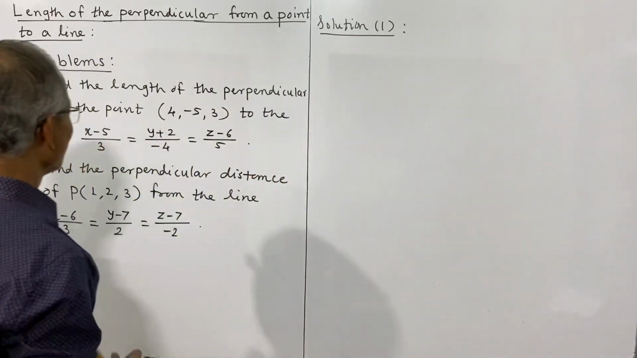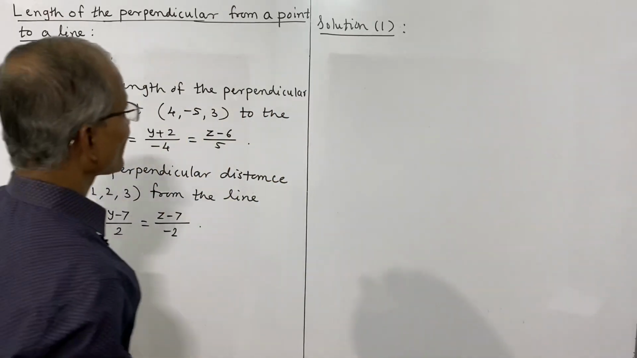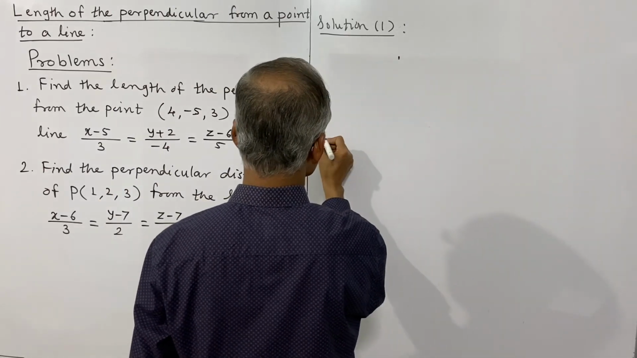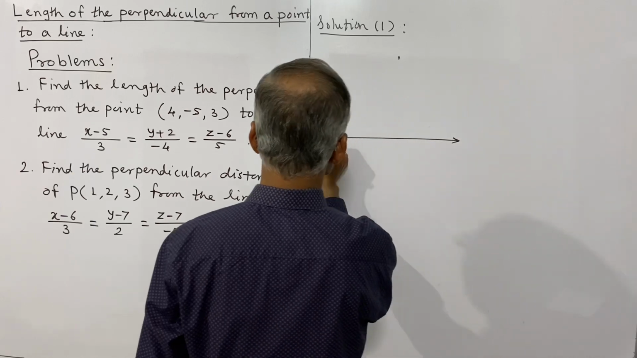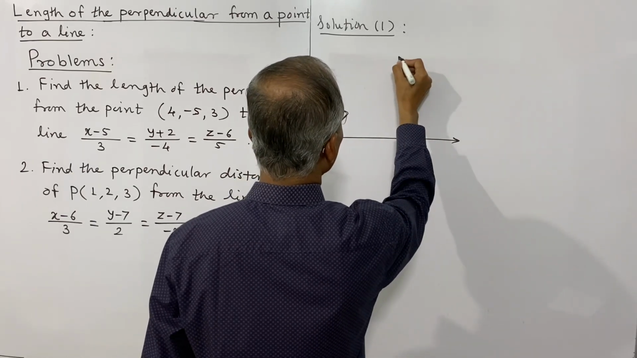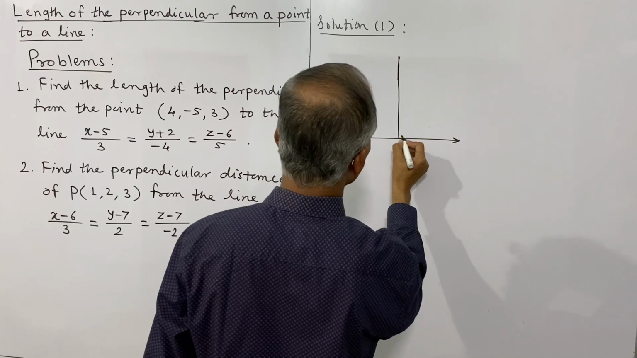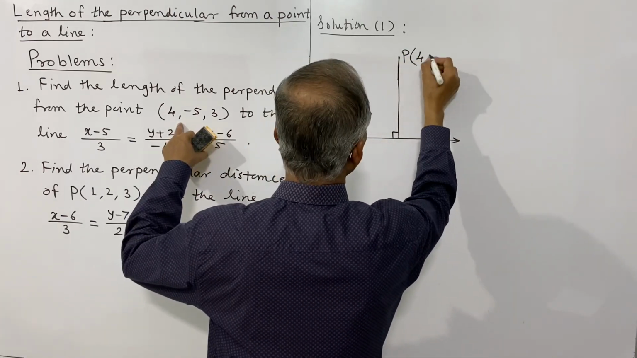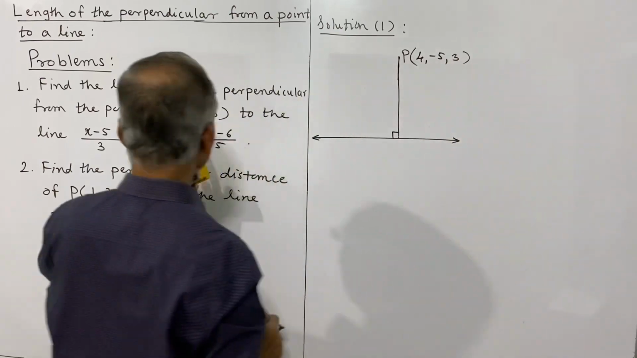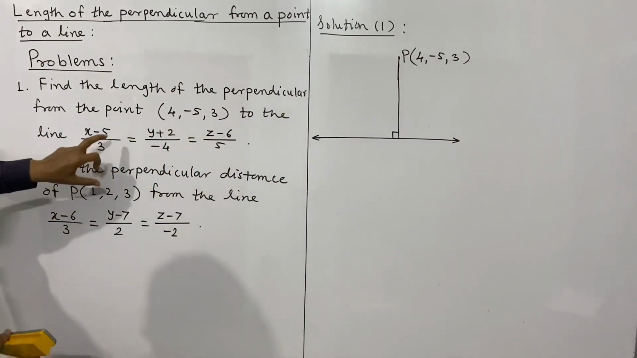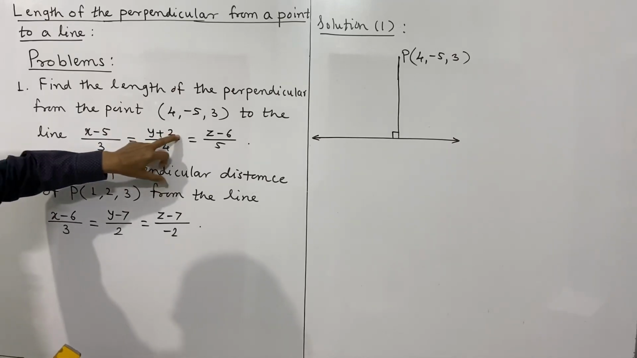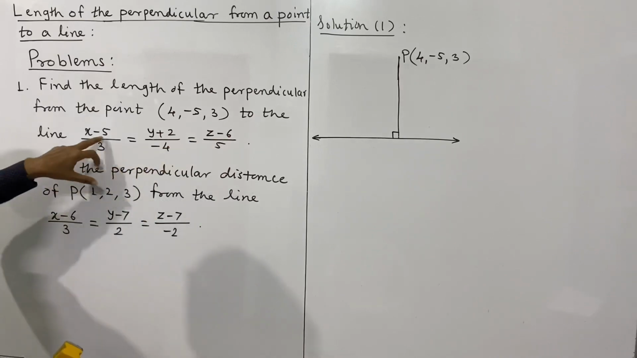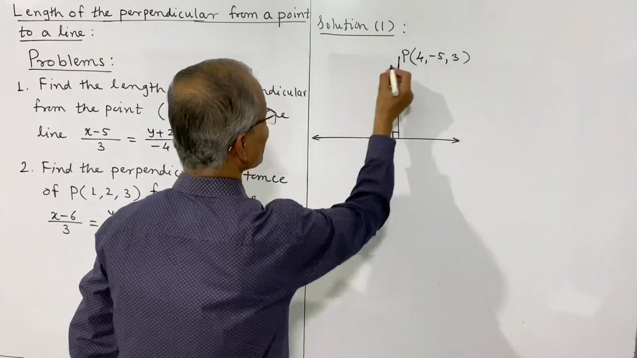We shall draw the figure that we have drawn earlier, and suppose this is the point P, and this is the line. This perpendicular, the length of the perpendicular, we want to find out. The point P is (4, -5, 3), and there is a point on the line. This line passes through the point (5, -2, 6). So that point we shall consider as H here.